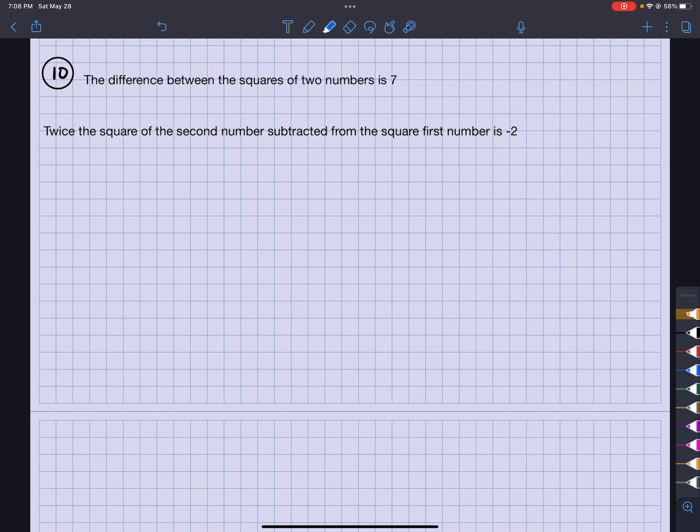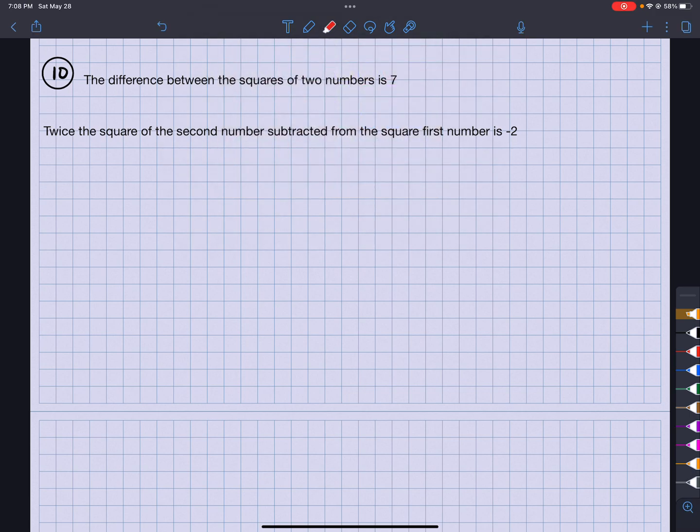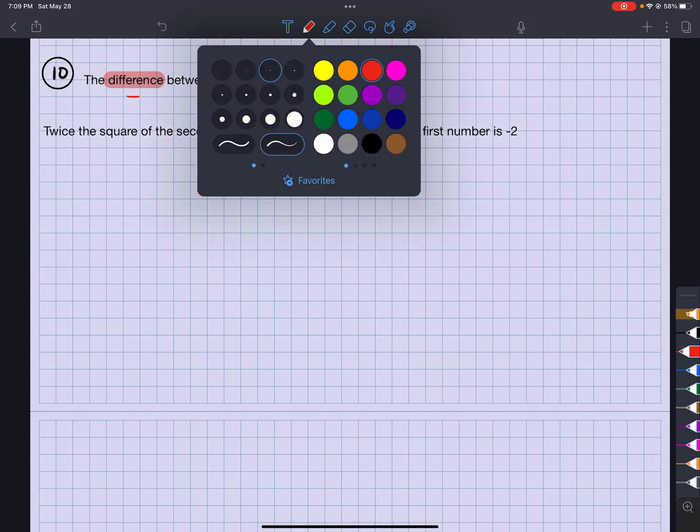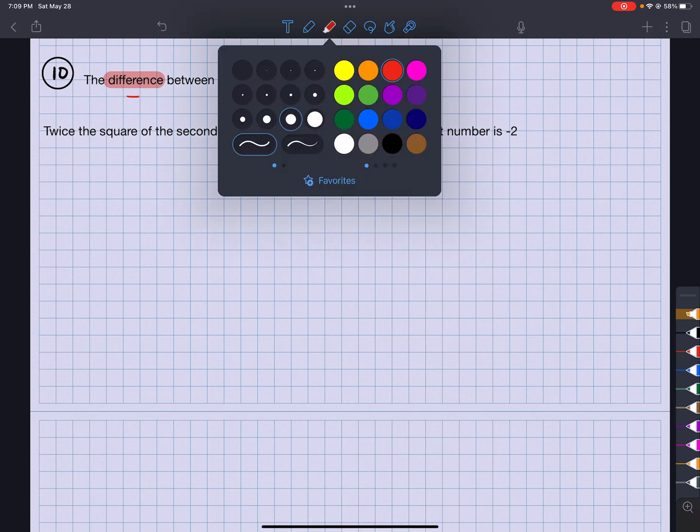All right. So, another word problem. Yikes. Right? More words in math. All right. So, the difference. Difference means subtraction. And it is going to be the difference between the square of two numbers.